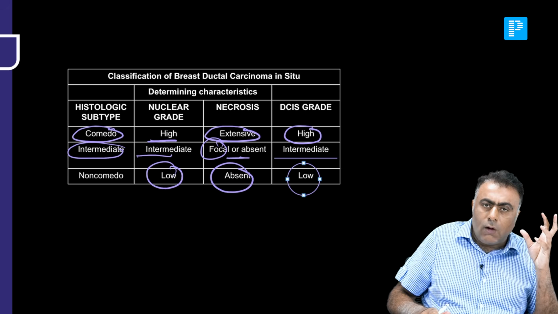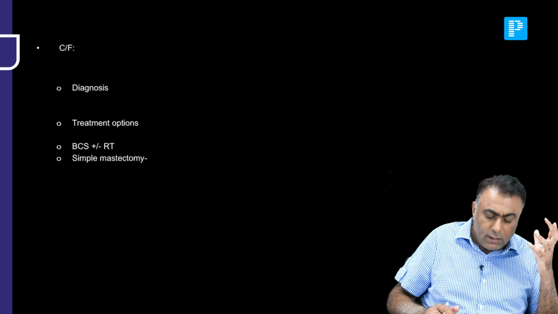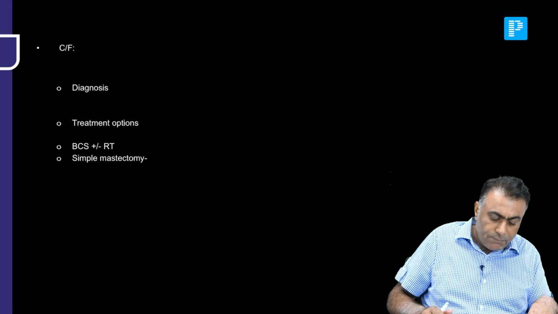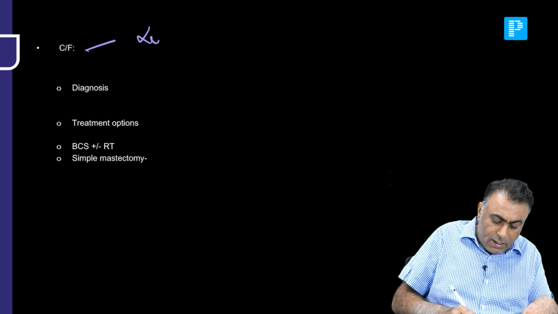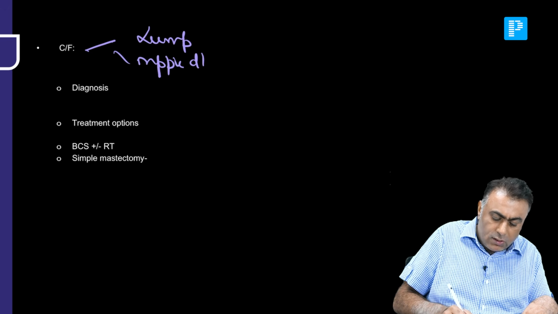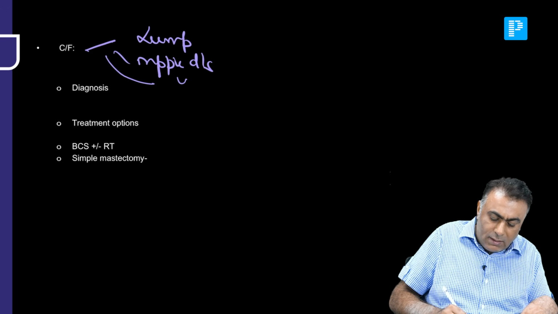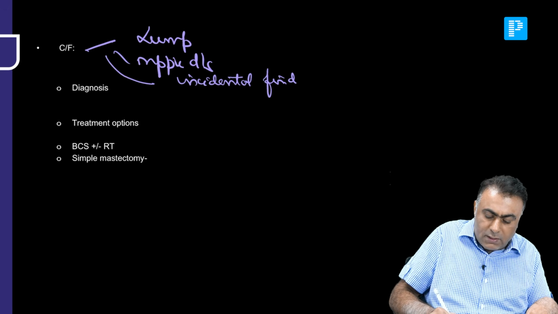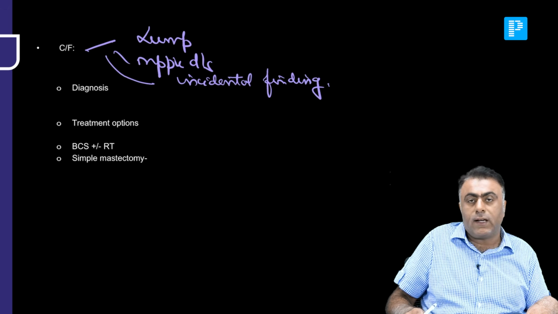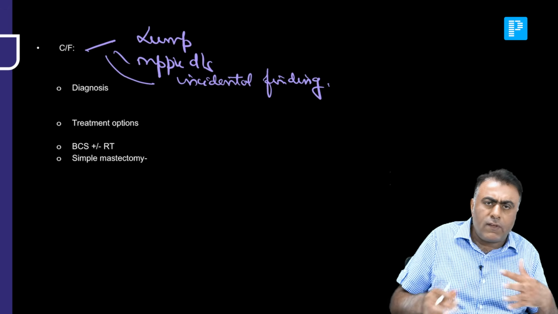Now, how does a patient with ductal carcinoma in situ present, and how do we establish a diagnosis? Patients of ductal carcinoma in situ may present as a lump, they may present as nipple discharge, or at times it may be an incidental finding. When we are doing a screening investigation, a screening mammography, this ductal carcinoma in situ may be picked up as an incidental finding. How do you diagnose? We have been talking about that.